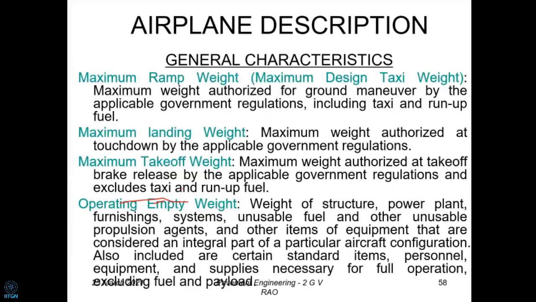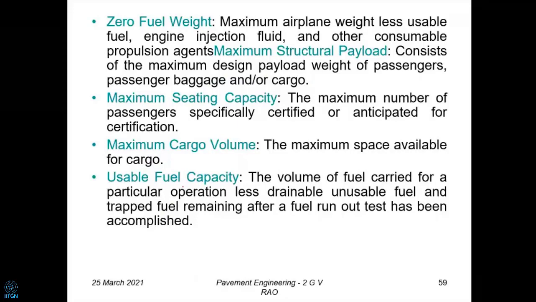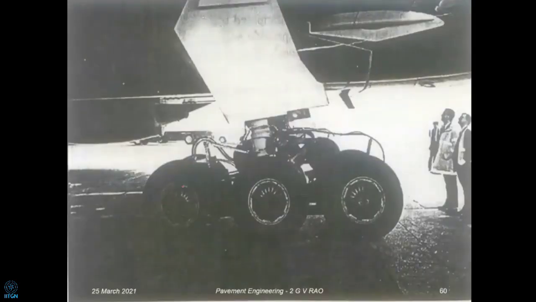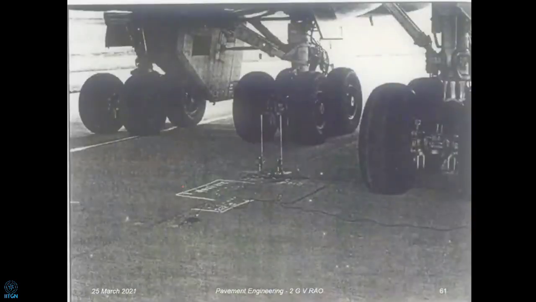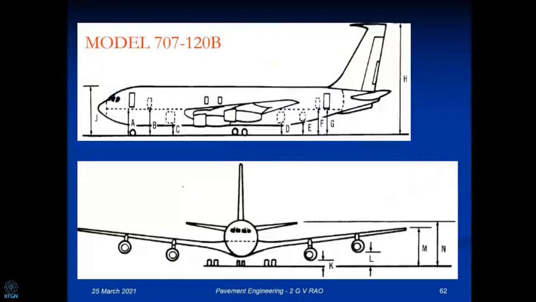So these are the three things you have to remember. When taking off, it has got higher weight. When landing, it's got lower weight. But for our design, we are given one weight anyway, which is going to be the maximum takeoff weight. The other things are, of course, seating capacity, cargo volume, usable fuel capacity, many things are there. This is, of course, the arrangement of the wheels, and in this case, the tridem arrangement.